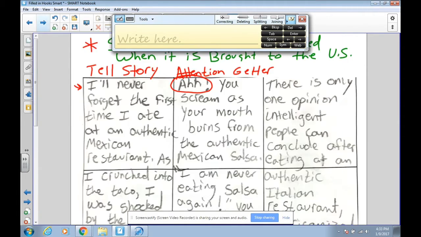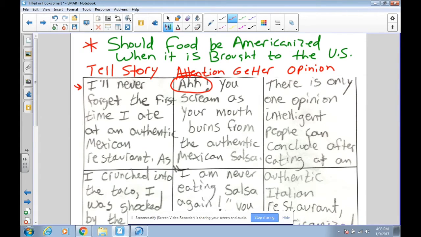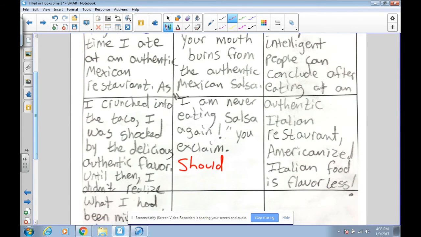So if we take a look at an example, there is one opinion intelligent people can conclude after eating at an authentic Italian restaurant. Americanized Italian food is flavorless. So first of all, here's a strong part. Secondly, notice how they're saying that intelligent people. So if you are on the opposite side as me on this part, then you can infer that you're not an intelligent person. Okay, that's going to upset some people that are on the other side. They're going to want to keep reading this paper to try to disprove this. If you're on the same side as this, you're going to agree with them. You're still going to want to read this paper because the opinion is so strong.